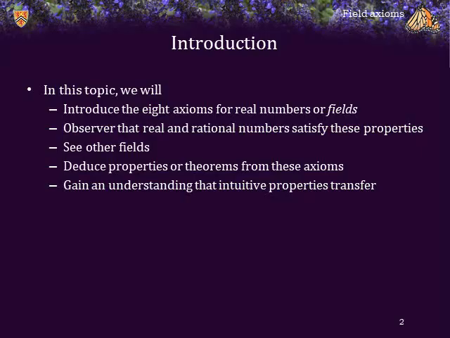In this topic, we will introduce the 8 axioms for real numbers, or the 8 field axioms. We will observe that both reals and rationals satisfy these properties. However, we will also introduce other fields as well, just for interest. However, our focus ultimately will be to look at complex numbers.